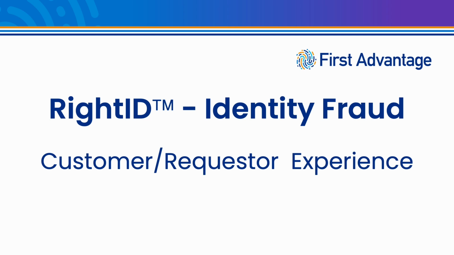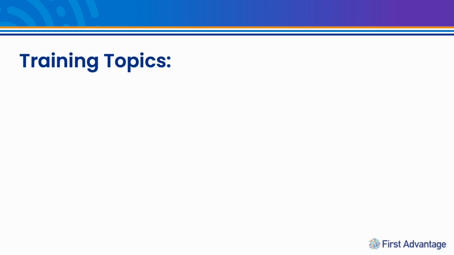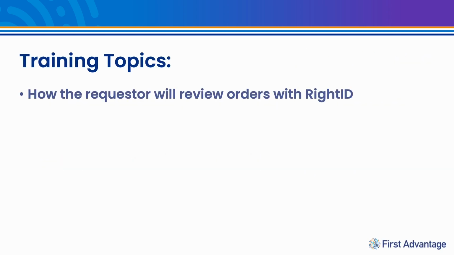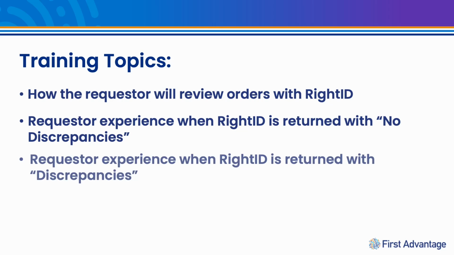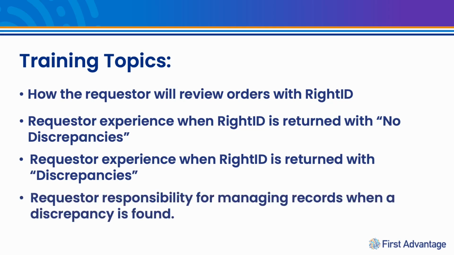This training will focus on the customer requester experience within Enterprise Advantage. In this training, we will cover how the requester will review the orders with RightID. We will review the requester experience when RightID is returned with no discrepancies. Review the requester experience when RightID is returned with discrepancies. And the requester responsibility for managing records when a discrepancy is found.